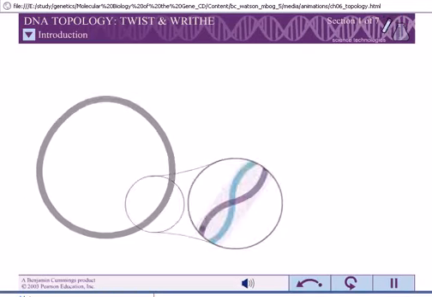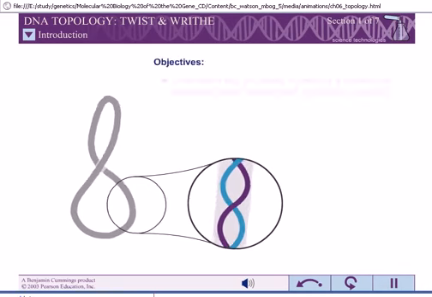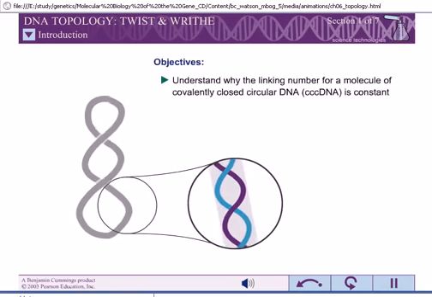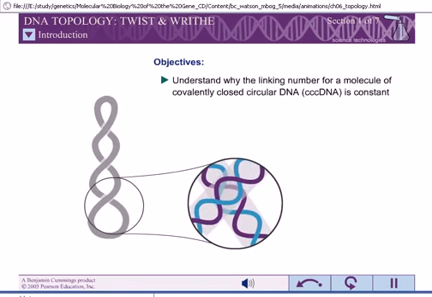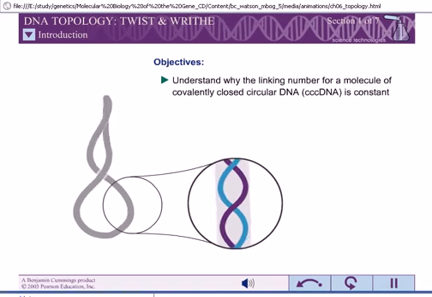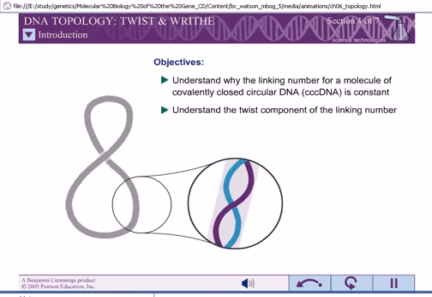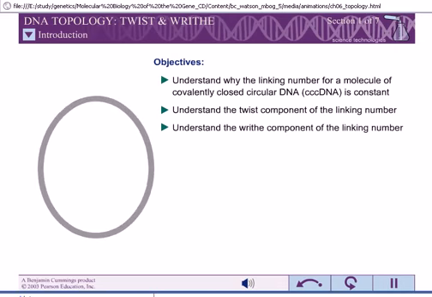DNA topology describes the coiling of a molecule of DNA. When you have completed this exercise, you should understand why the linking number for a molecule of covalently closed circular DNA, or cccDNA, is constant. Understand the twist component of the linking number. Understand the writhe component of the linking number. And understand how cells utilize supercoiling.